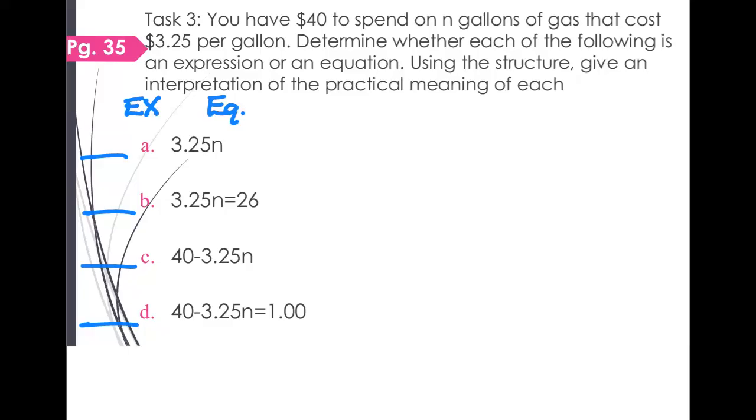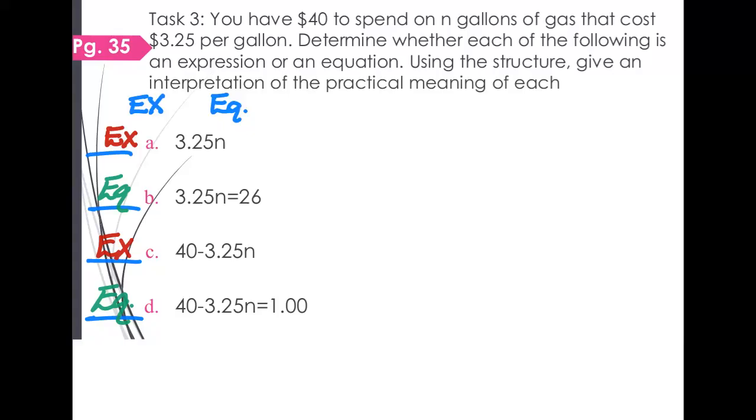All right, first of all, let's get equation versus expression. Letter A. Which is that? Expression. How can you tell? No equal sign. Give me another expression. Letter C. That's also an expression. No equal sign. Are there any more? No. So B and D should be equations. Okay. Any questions about that? If it has an equal sign, it's an equation. No equal sign, it's an expression.